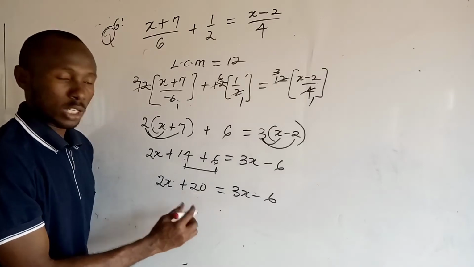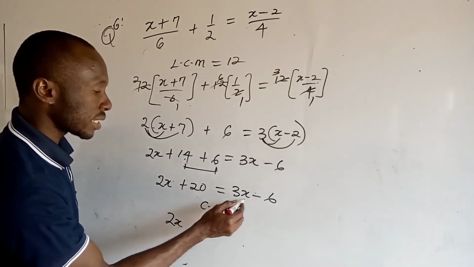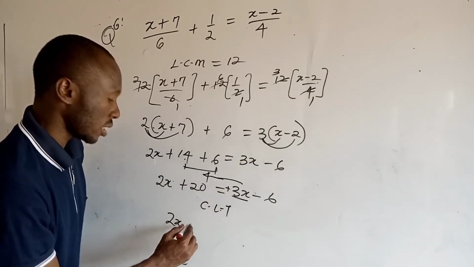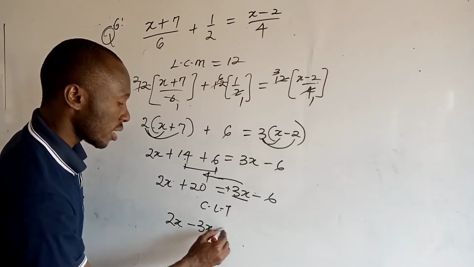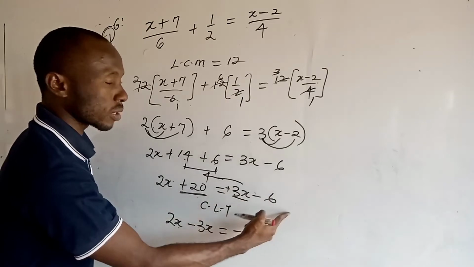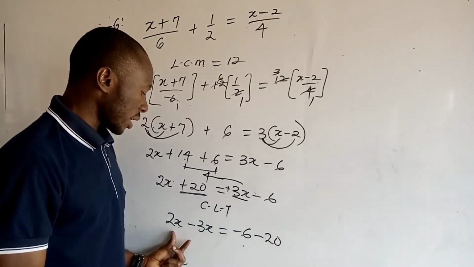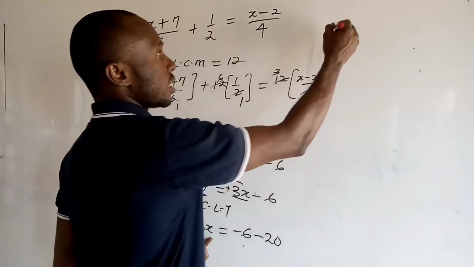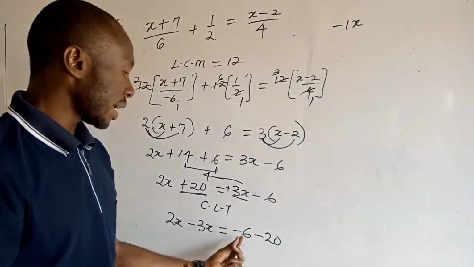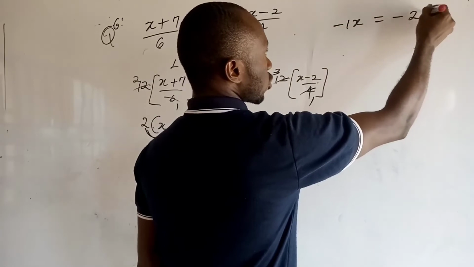The next thing you want to do is to collect like terms. So I have 2x, I'm going to bring this to this side. It is positive here, so when it comes over to this side of the equation, it becomes negative 3x, equal to, I have negative 6 already here. So plus 20, when it comes over to the other side of the equation, it becomes negative 20. So 2x minus 3x will give me minus 1x, or you say minus x. Then minus 6 minus 20 will give me minus 26.